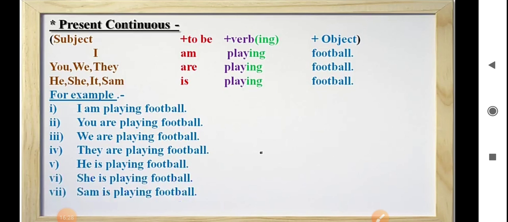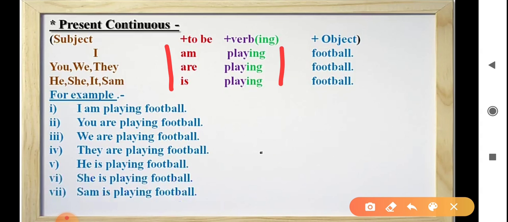In present continuous tense, work is in progress. Work is in progress in present time. And to show the continuity of the work, we use is, am, are plus main verb plus ing.